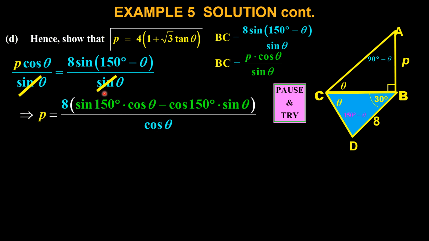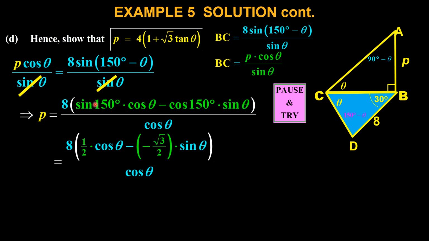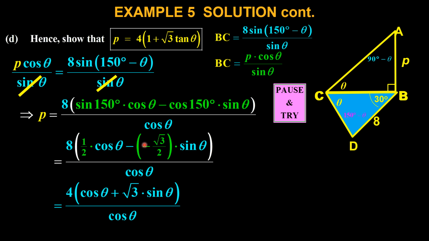But what do we know about 150? 150 is a special angle. Sine of 150 is a half. Cos of 150 is a negative root 3 over 2. Right? Sine 150 is a half. Cos of 150 is negative root 3 over 2. We can simplify. Let's bring the half outside. Half times 8 will be 4. So I get 4 cos theta. Negative times negative is a positive. Root 3 sine theta. Okay, but this is not exactly what we want, right?